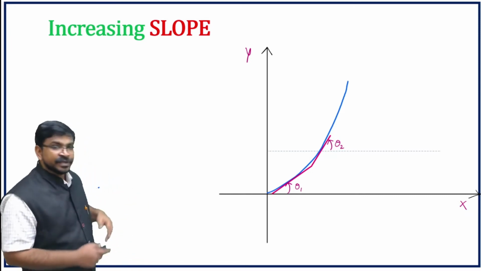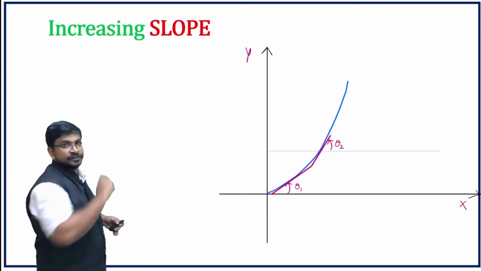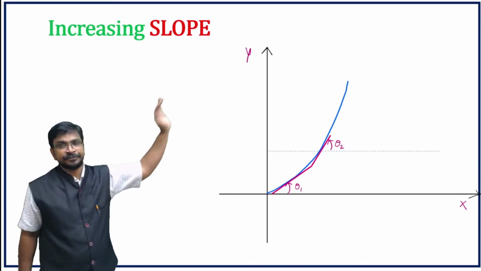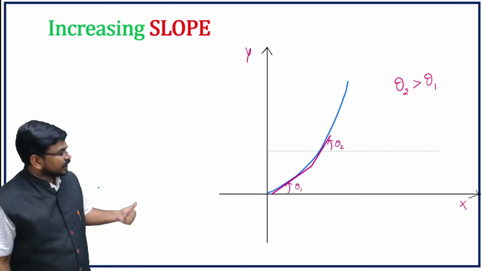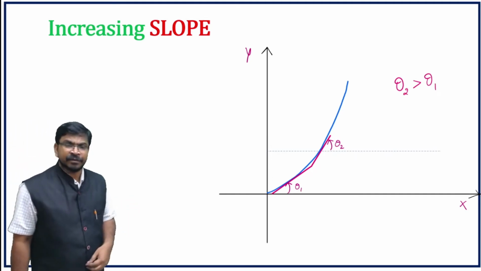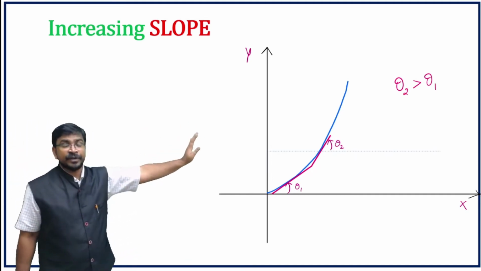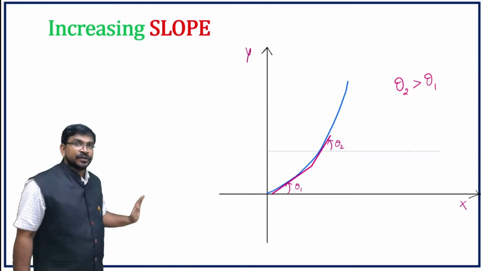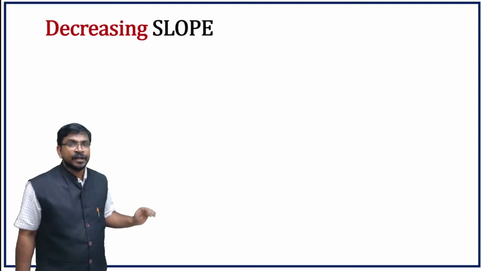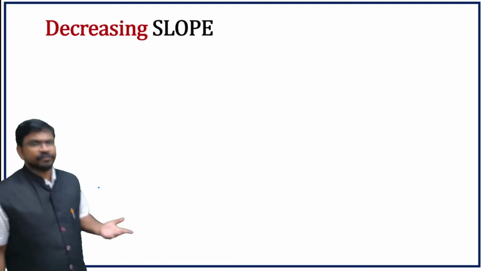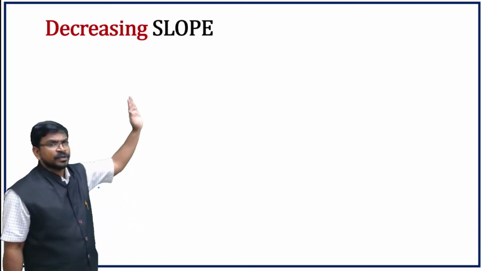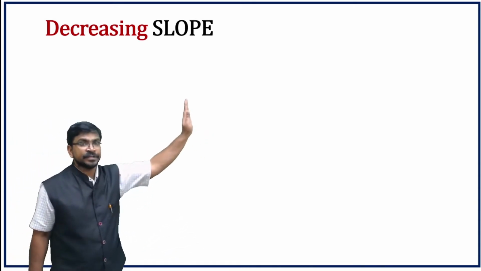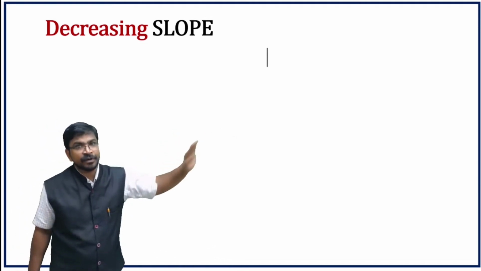Simple. Increasing means the curve will be like this. Increasing nature. And here the relation is theta 2 greater than theta 1. That means the later tangent must be greater than the earlier tangent. Similarly for decreasing slope, reverse. Initially the slope will be more, later the slope will be less. So for increasing slope like this, for decreasing slope like this, reverse.